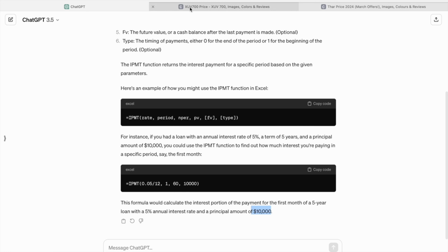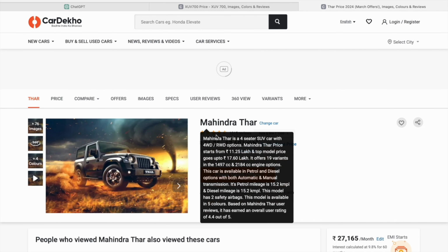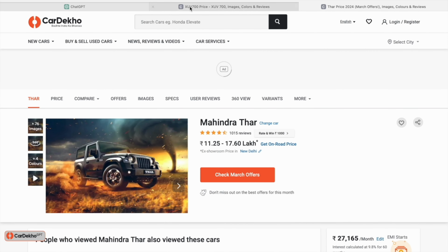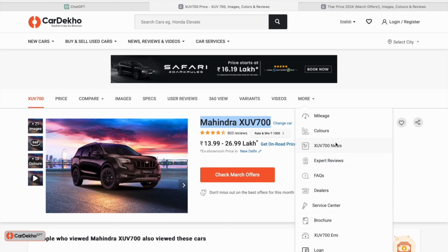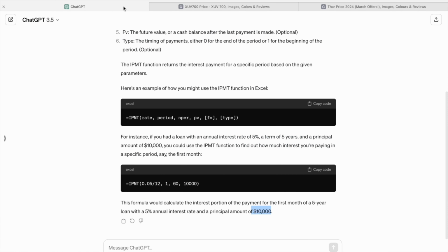What I'm going to do is take the example of Mahindra XUV 700 and Mahindra Thar. We are going to take the loan amount and calculate the interest for the first month.